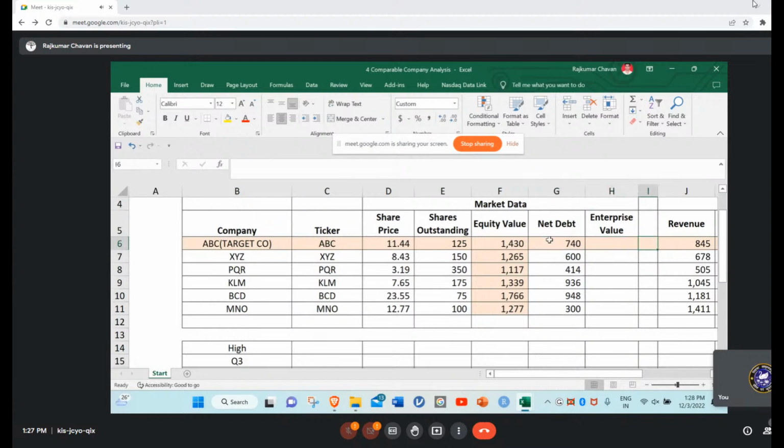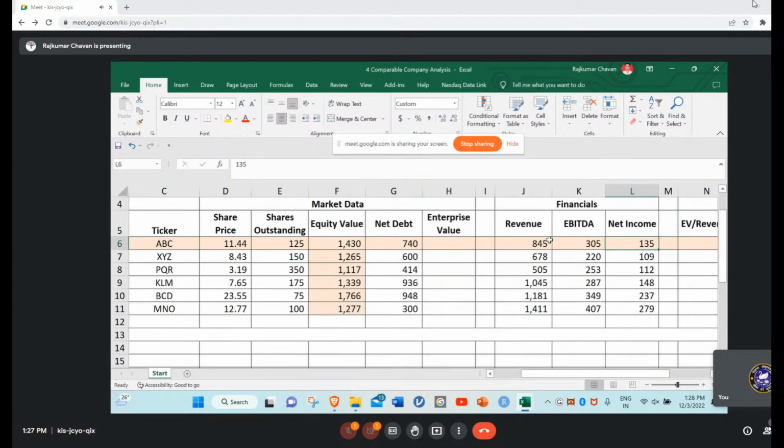Now, what is the next value? Enterprise value, also called EV. What is enterprise value? Enterprise value is equity value plus debt value. But the formula for enterprise value is EV equals equity value plus debt value minus cash and cash equivalents. Is this clear? But here there is no cash, so directly I can take equity value plus debt value.